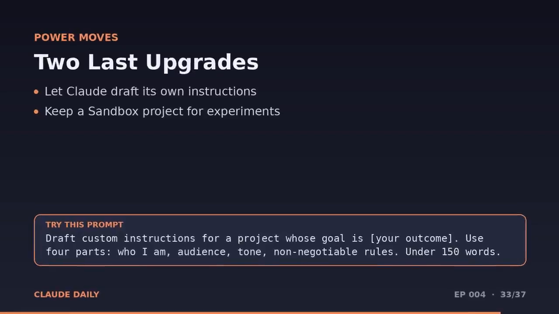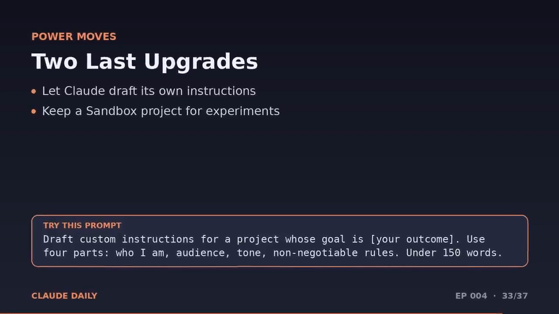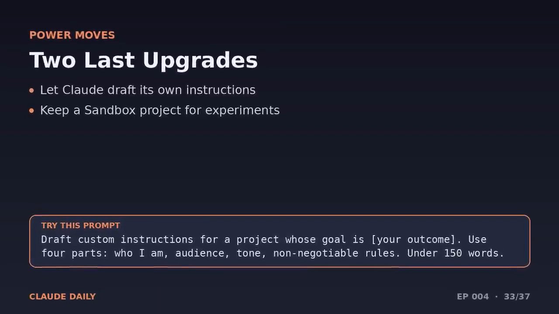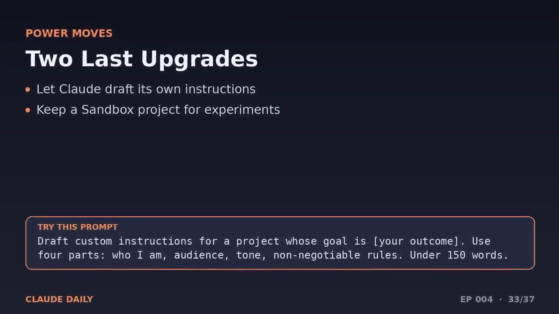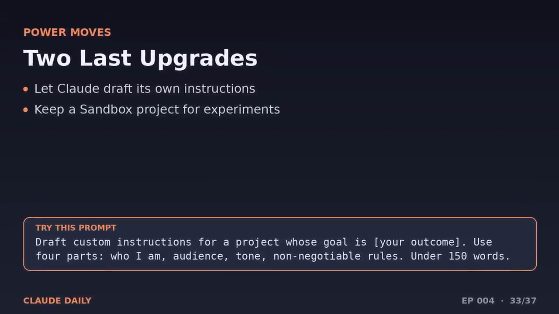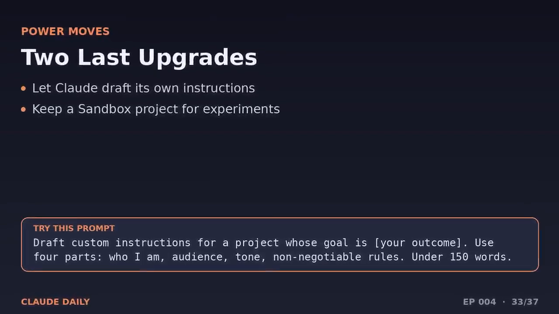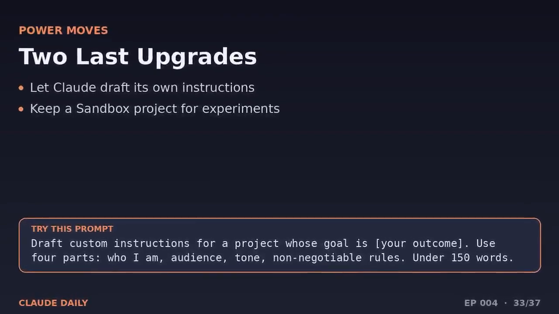2 quick power moves before we wrap. First, seed a new project by asking Claude to draft its own instructions. Describe your goal, and let it propose the 4-part recipe. Second, keep a scratch project called Sandbox for experiments, so tests never pollute your real rooms.